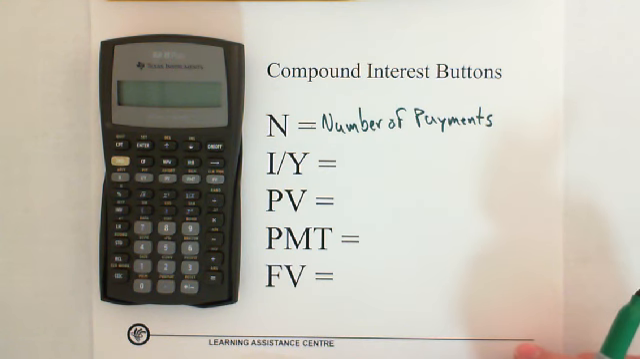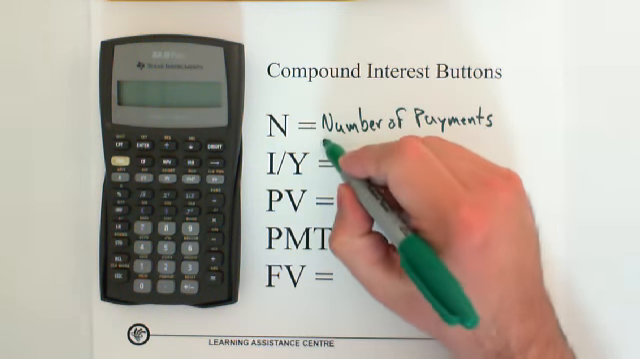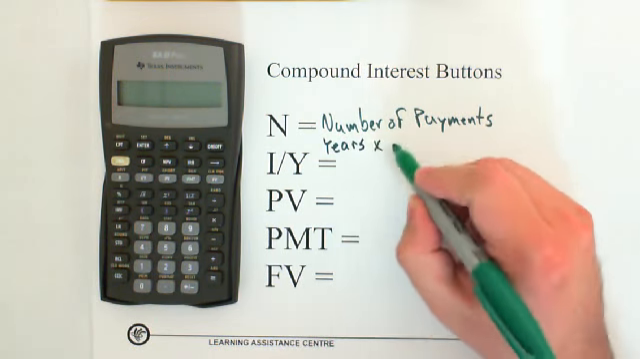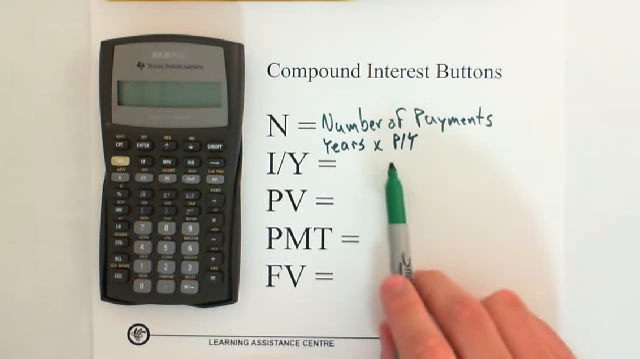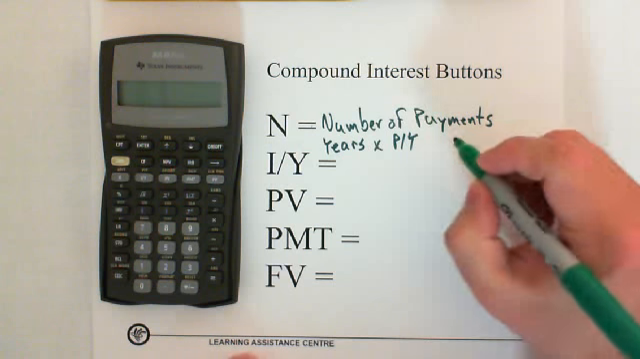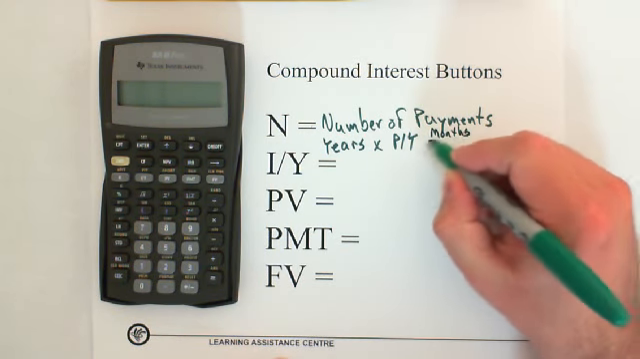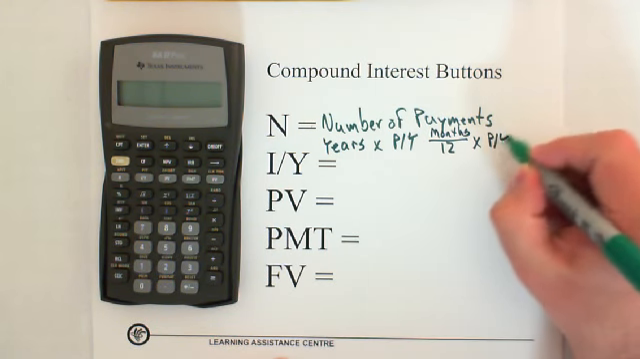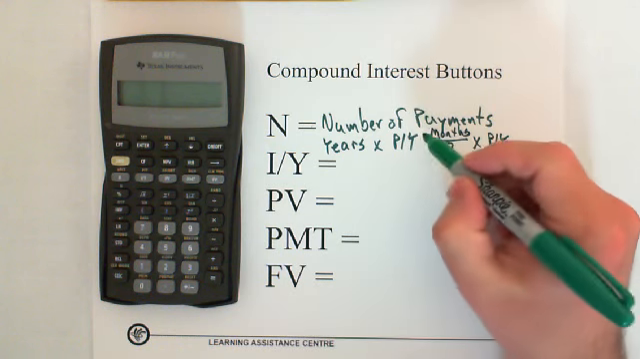And to calculate N, what we should do is we should take the years and multiply it by the PY. PY stands for payments per year, and we'll talk a little bit more about payments per year in a minute, but that's how we should calculate N, is to multiply years times the PY. If the question uses months, then you should divide the months by 12 to change it to a yearly amount, and then multiply it times the PY. So if the question uses months, just go months given and divide by 12, and then multiply it by the PY.